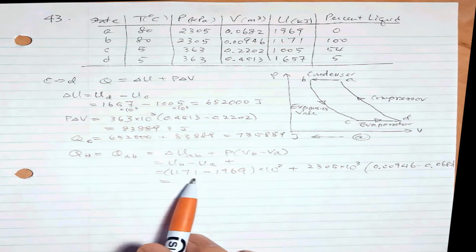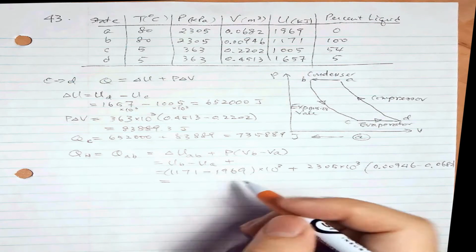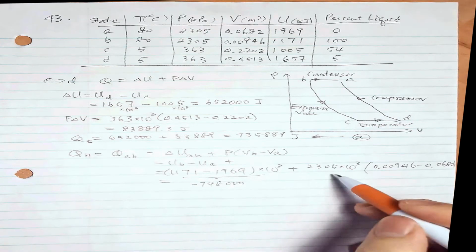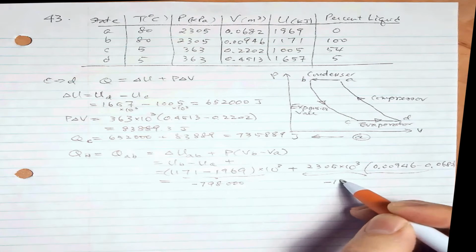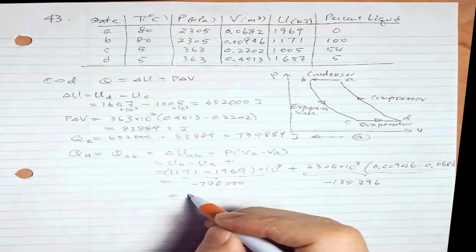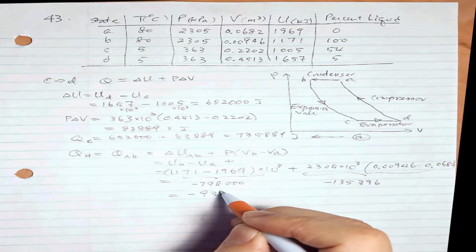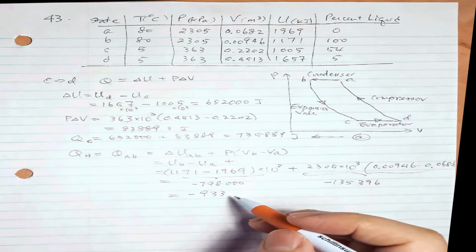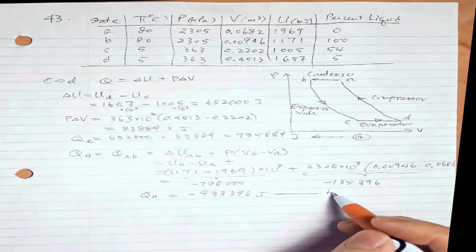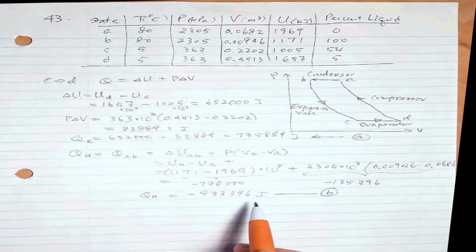So if you calculate the numbers here, this part is negative 798,000, and this part is going to be negative 135,396. So for a total of negative 933,396 joules. Alright, okay, so that is the heat out. So that is part B. It should be negative, meaning that it is heat leaving the system to the environment, as we expect for refrigerators.